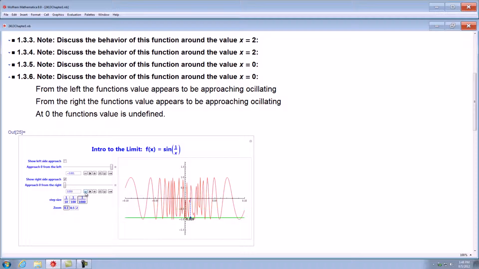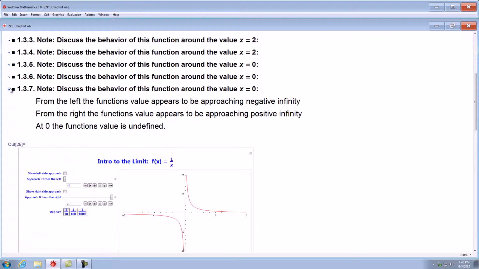But for us, what we need to keep in mind here is that our function's not approaching any value like it had been previously from the left to right. It just keeps on oscillating up and down. So that's what I say here. From the left, we're oscillating. From the right, we're oscillating. And at 0, the function is undefined.